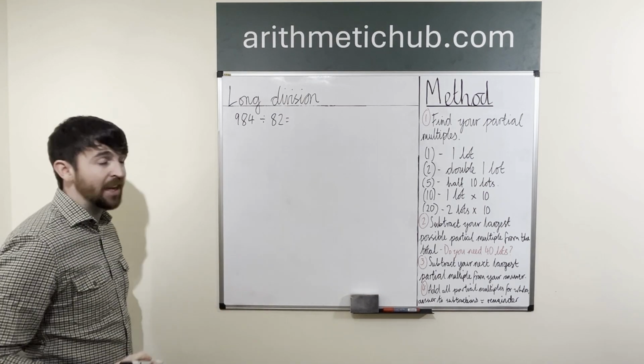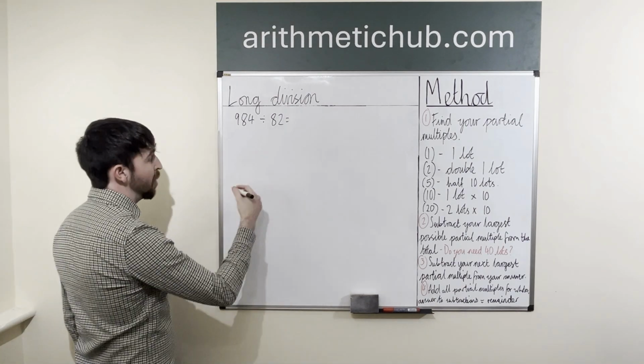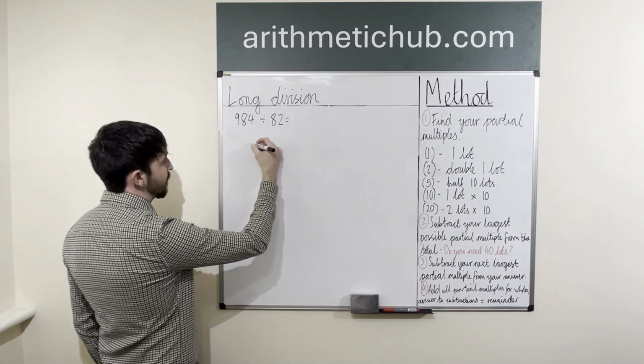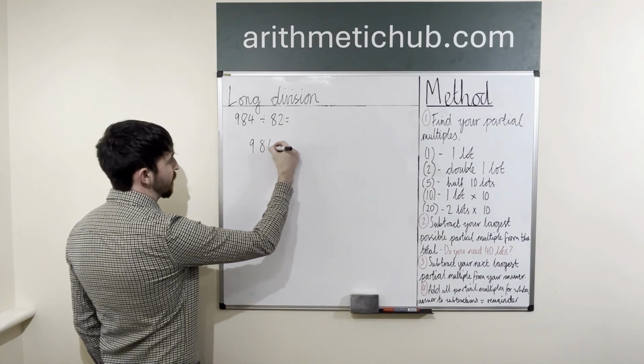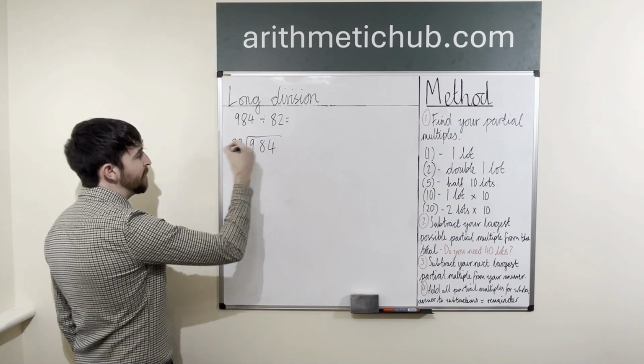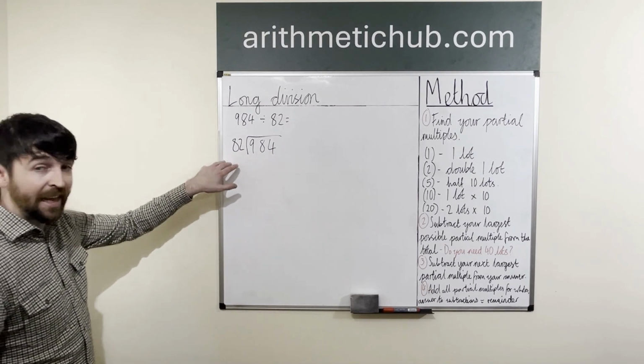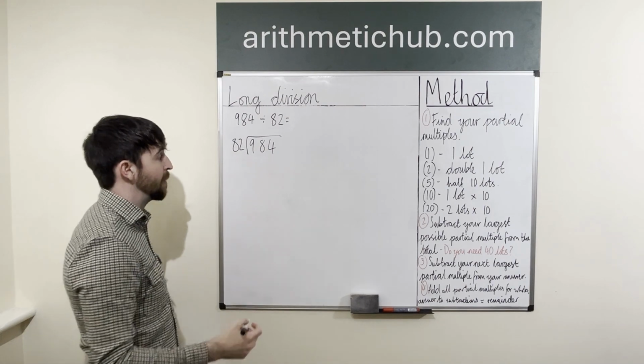So we've got 984 divided by 82. Let's do the first part. Find your partial multiples. So when I'm setting up a long division, I would put it into a division frame like this. 984 goes on the inside, 82 goes on the outside. We've got 984, we're dividing it by 82. That's what we're going to be dividing it by.